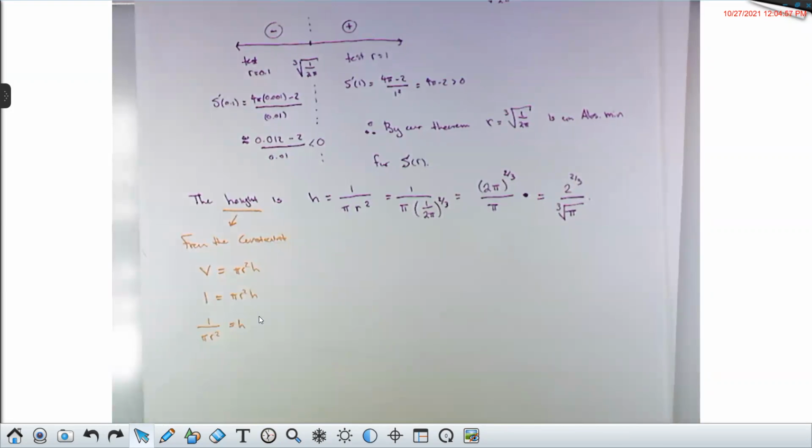Okay, I see. And what was the thing right above where it says the height is, the stuff with the number line? So here what we're doing is checking that this r value was an absolute min for the function S. So what we saw is that the function S is decreasing everywhere to the left of this r value and increasing everywhere to the right of that r value. And if you're decreasing, increasing, and the pattern continues like that forever on both sides, then not only is this a local min, it's also an absolute min.